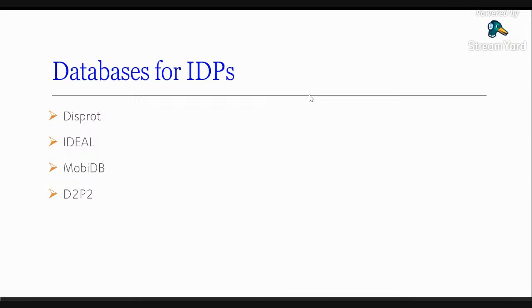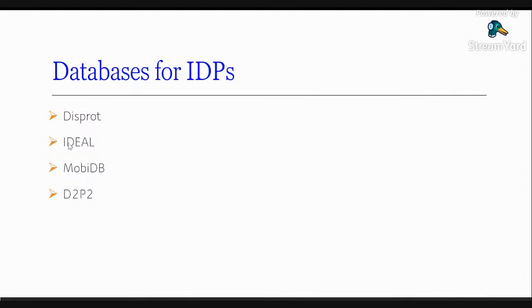When we are discussing computational methods and computational tools, I will be discussing the tools, but let me first discuss the databases that are meant for IDPs. There are many databases storing IDPs so that the student community or the research community can benefit from them. These are some of the databases that I have listed. The first ones are DisProt and IDEAL.